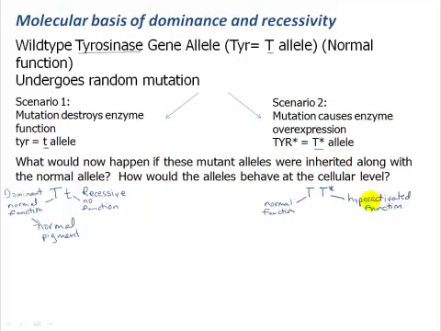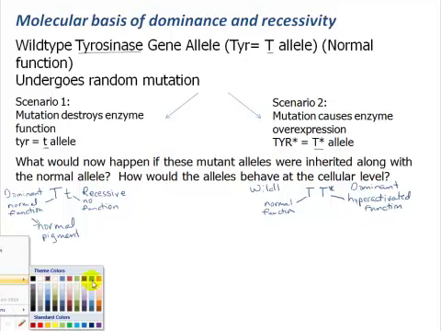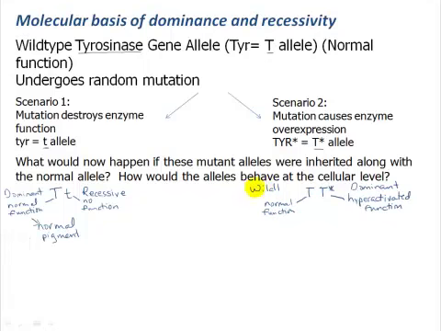it's catalyzing too much pigment production. And so in that scenario, does it matter that we have this normal function tyrosinase doing its thing as it should? No. The phenotype that we're actually going to see is this hyperactivation or overexpression phenotype. And so in this scenario, that mutant allele would actually be dominant over our wild type allele. So this one would be recessive.